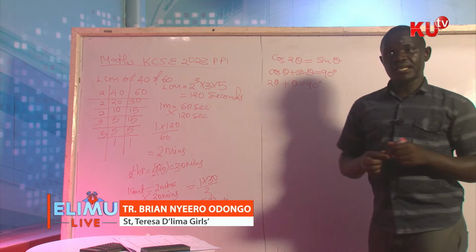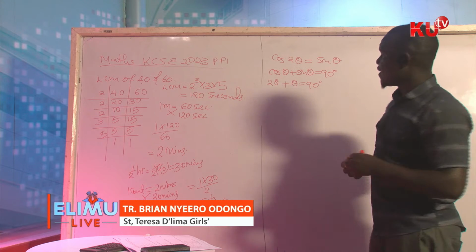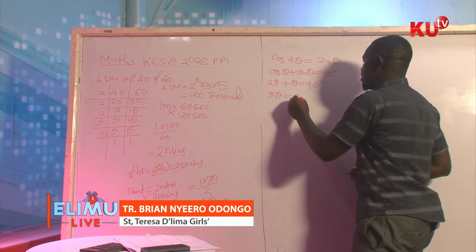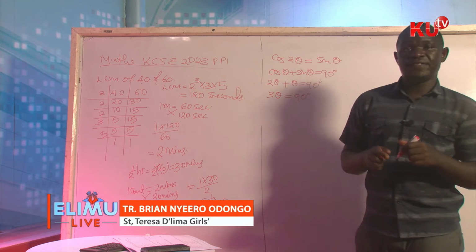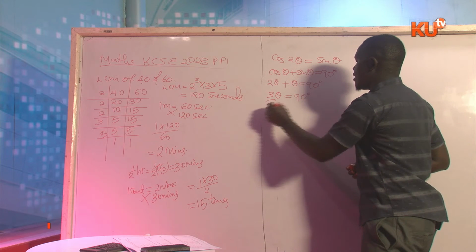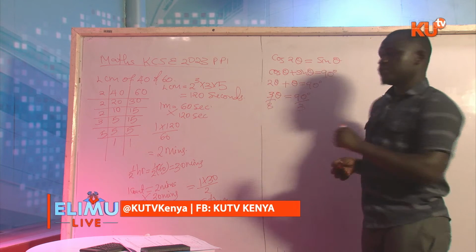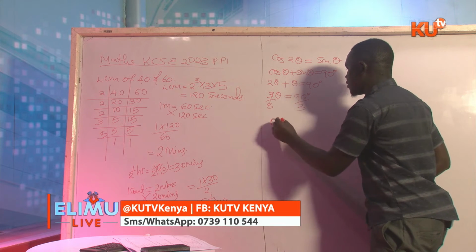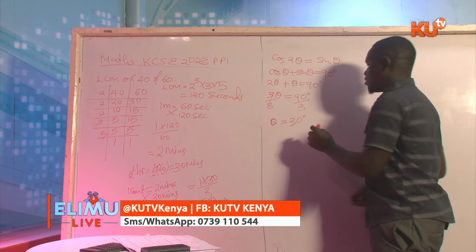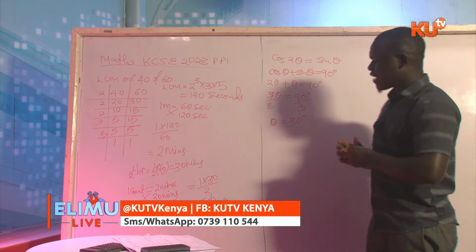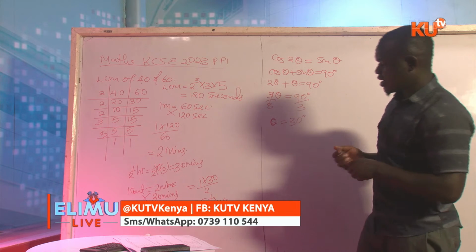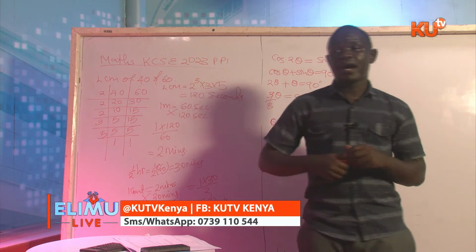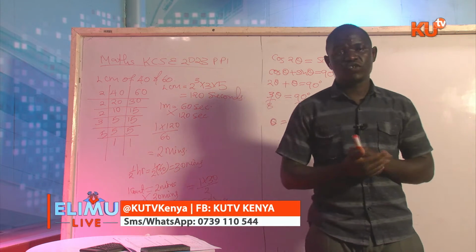So when you add 2 theta plus theta, that gives you 3 theta. So this will be 3 theta equals 90 degrees. I want to get my theta, so I divide here by 3. This will cancel out. So what am I getting? I'm getting theta equals 30 degrees. Now, after I've gotten that, I have to check, have I answered the question? No. They say, leave your answer in terms of pi radians.